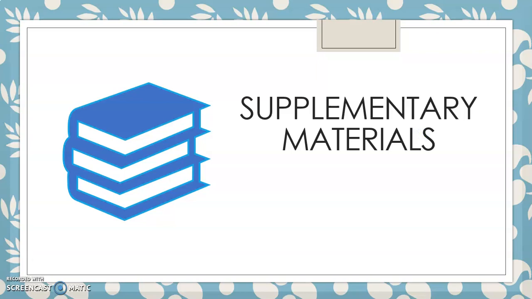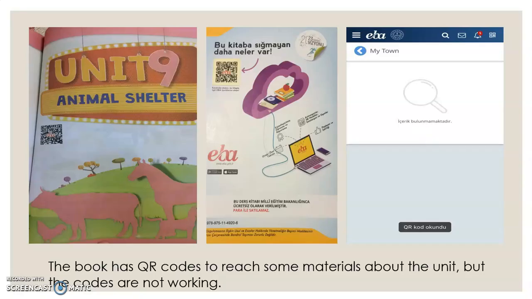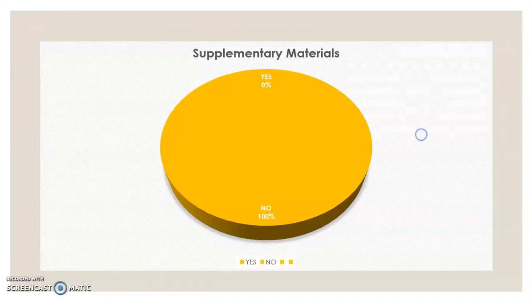Now let's move on to the supplementary materials. Our course book does not have a CD, workbook, teacher's book and website. Also, the book has QR codes to read some materials about the unit, but the codes are not working. When we look at our graphic, we see all answers are no in 5 items.